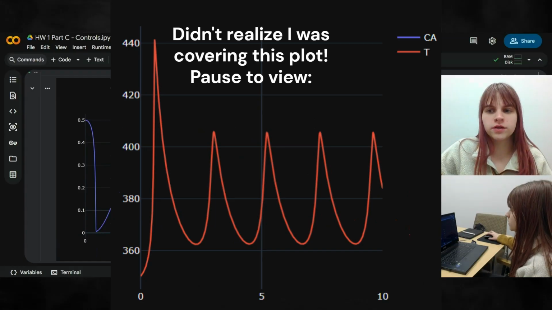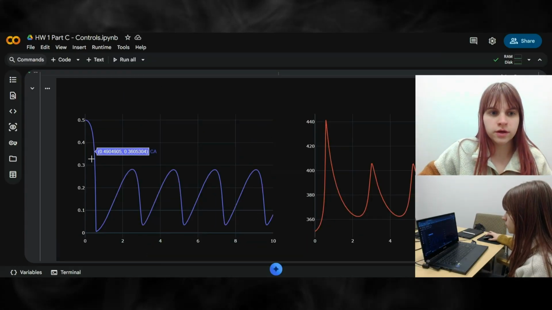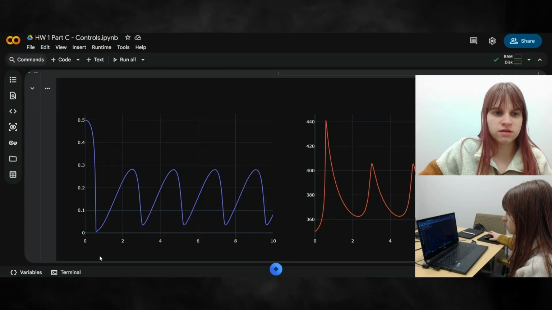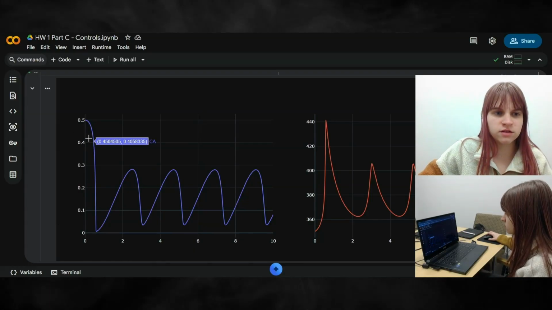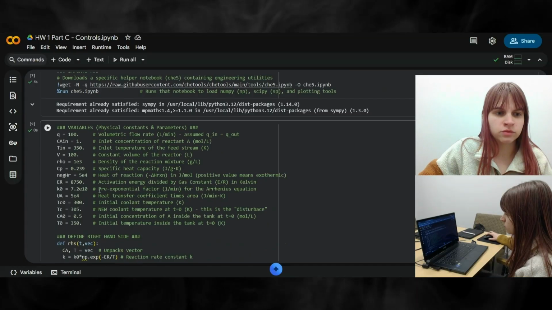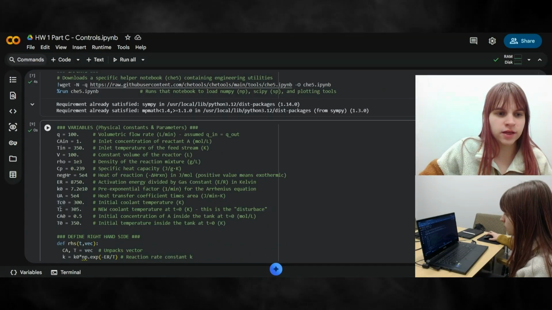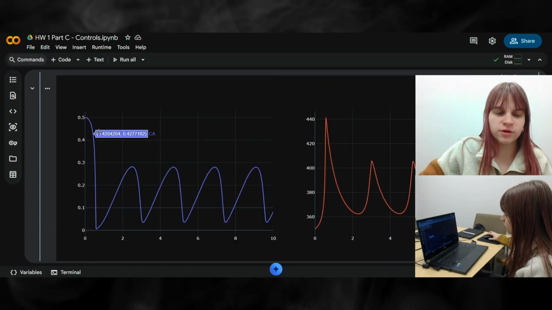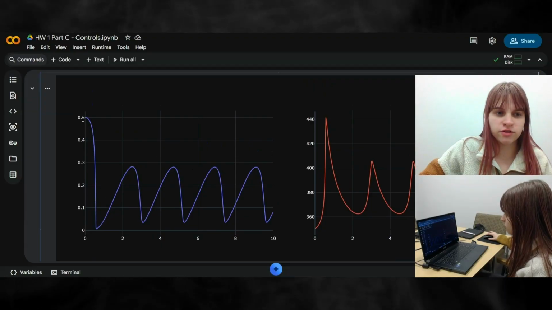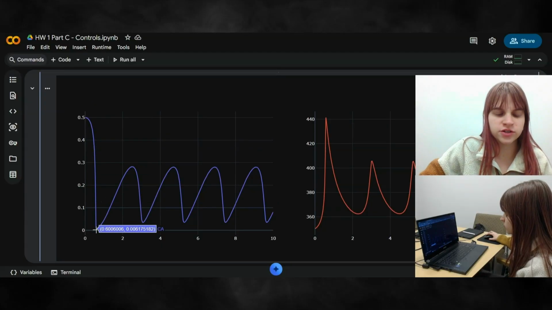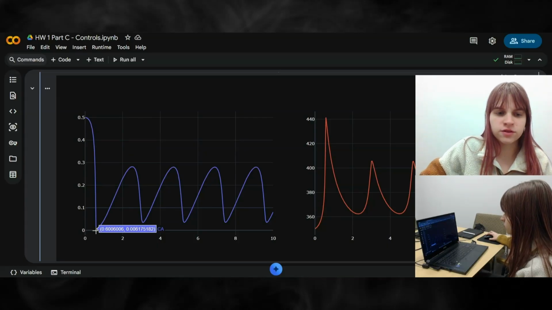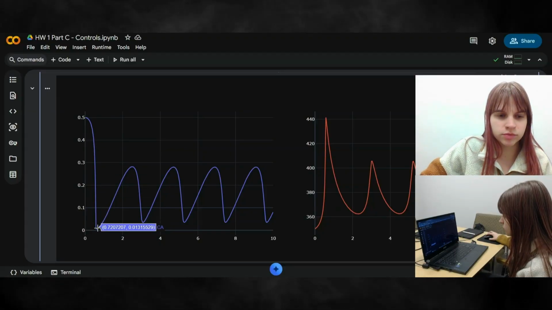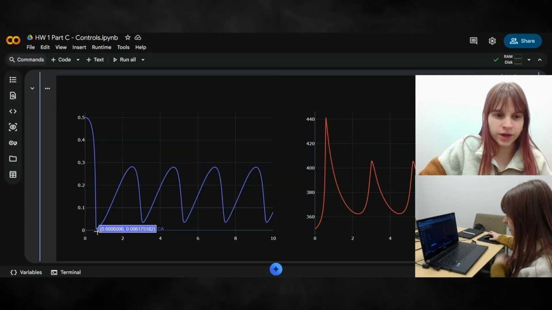So what we have here is this blue line represents the concentration of A over time. X-axis is time, y-axis is concentration. Notice it starts at 0.5 because our concentration of A in the tank initially was given to be 0.5. So obviously we can't get above 0.5. And as the reaction begins, the concentration of A decreases. In fact, it gets really close to 0 around like 0.6 seconds.